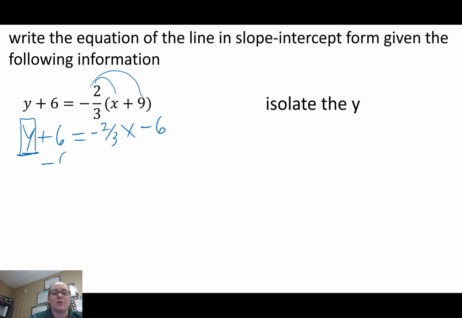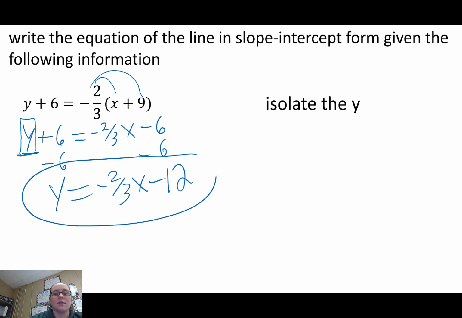So we're going to subtract 6 because we have to do the inverse. So we get y is equal to negative 2/3 x. Negative 6 minus 6 is a negative 12. And there we have it in slope-intercept form.